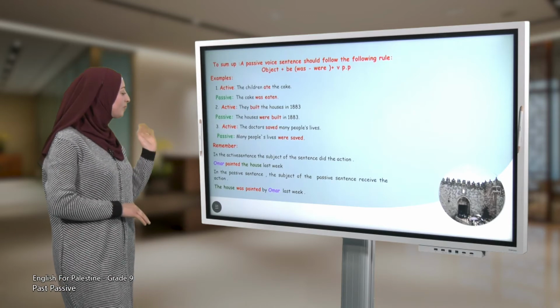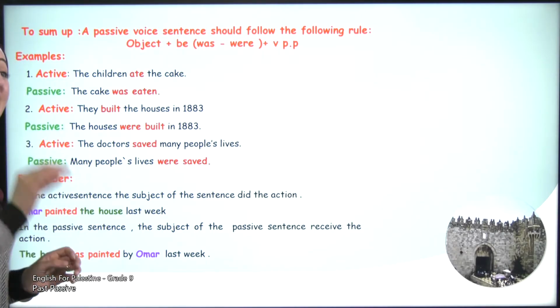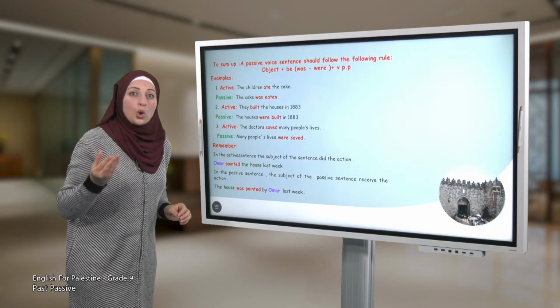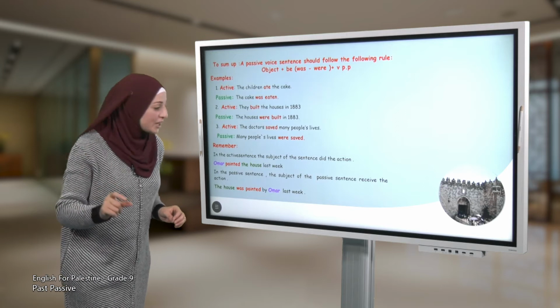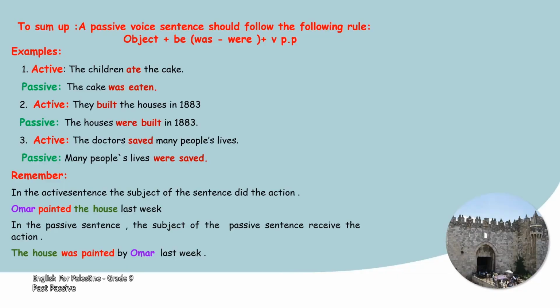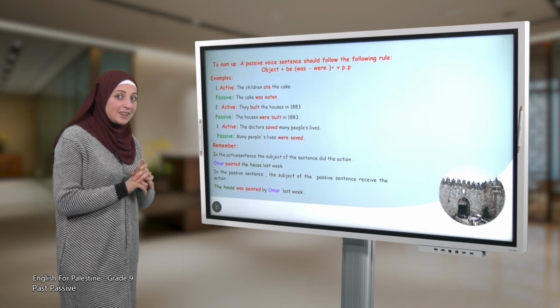Remember, in the active sentence, the subject of the sentence did the action. For example, the boy broke the window. He did the action. I have another example here. Omar painted the house last week. But in the passive sentence, he did not do the action.